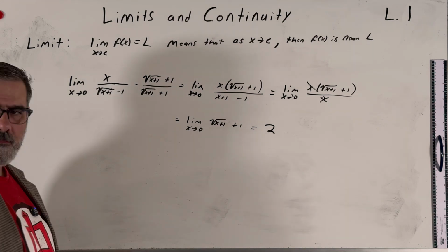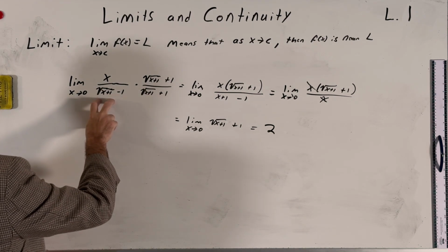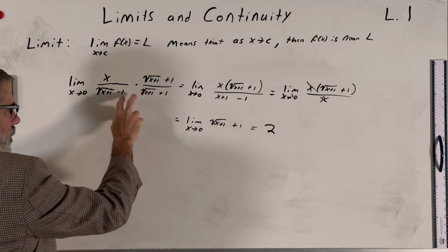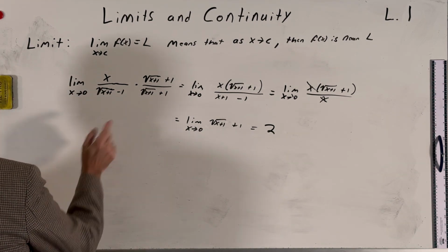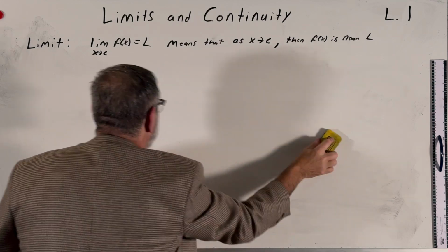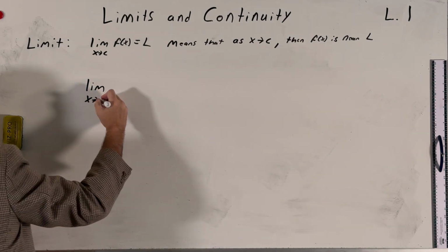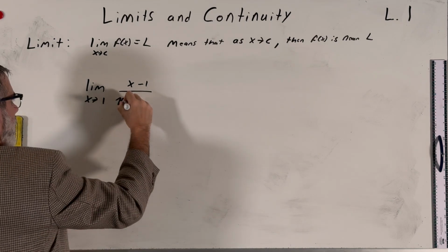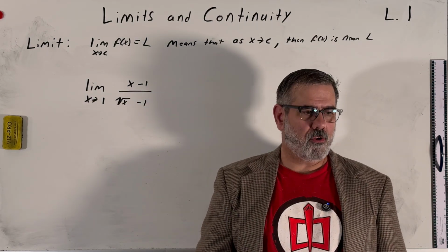Follow that? So I just multiplied by the conjugate of this denominator here. That way I could get rid of all the square root terms down there. Let me give you one to try. Pause the video and try this one on your own.